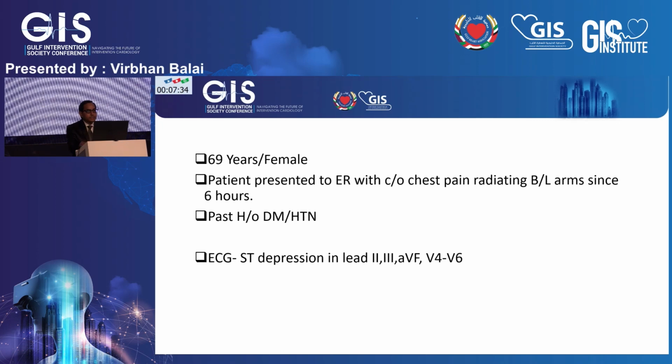So our patient is a 69-year-old lady who presented to ER with complaints of retrosternal chest pain, which was radiating to the bilateral arm since last 6 hours. She is also a known case of diabetes and hypertension. For that, she is on treatment.